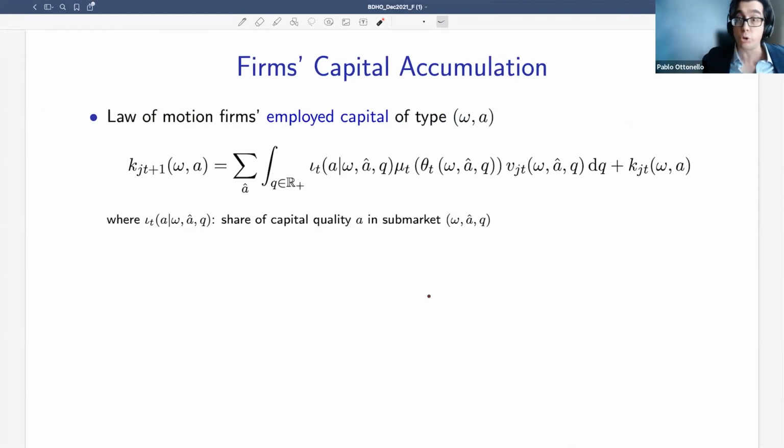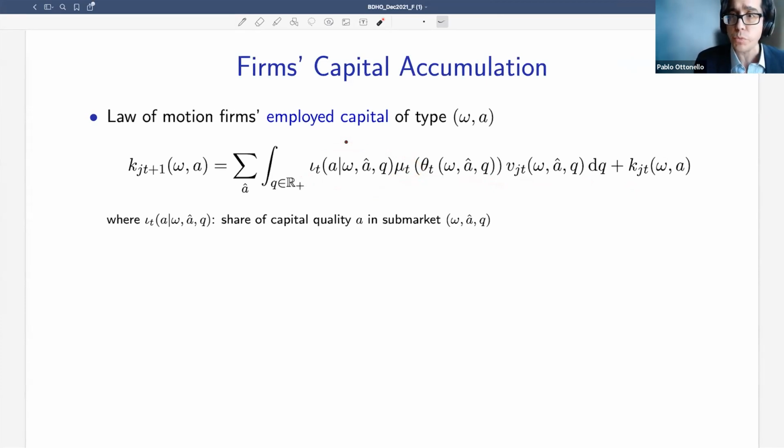Perfect. So what about on the firm side? The firm's law of motion of employed capital of a given type: the firm arrives to a period with certain capital that they accumulated from the previous period, and then they accumulate capital by searching across all of the markets. So this V denotes the capital that they search in each of the individual submarkets. Mu denotes the yield that they have from each of the hours that they search in this market. And this iota denotes the share of a given capital that they have of each type, which is an equilibrium object.